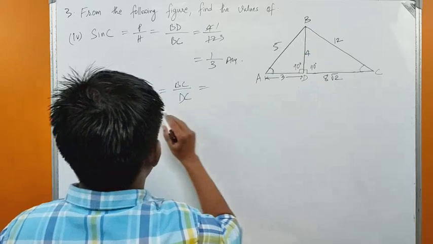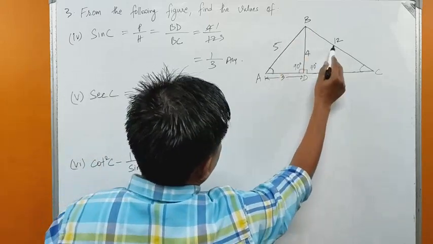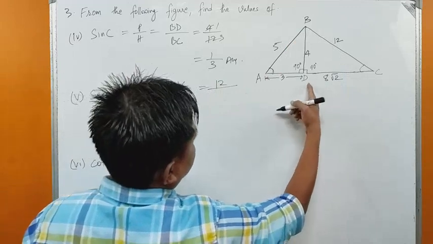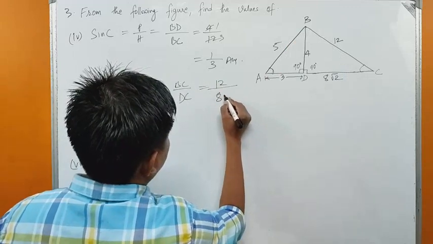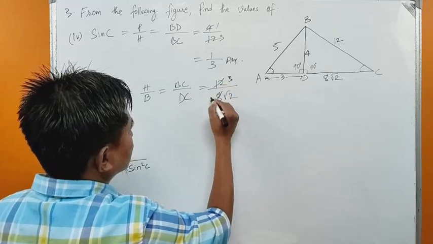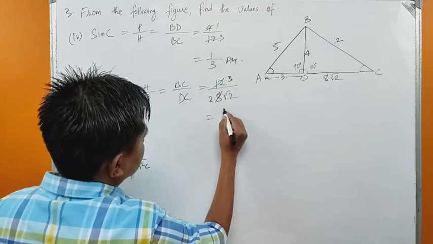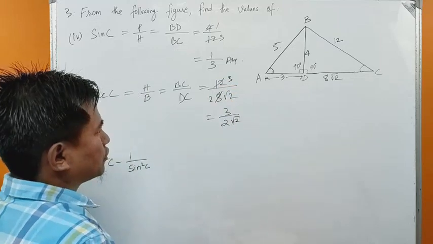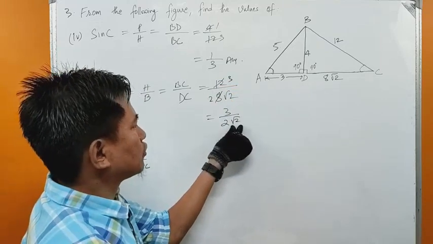BC, hypotenuse BC. BC is 12. And what is DC? DC is 8 root 2. So 4 3s are 12, 4 2s are 8. This gives us 3 upon 2 root 2, isn't it? So we have a number with root in the denominator.